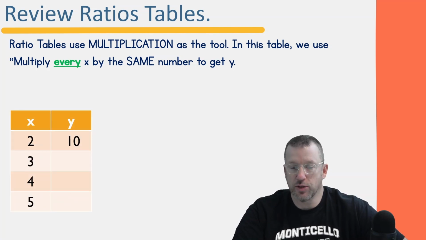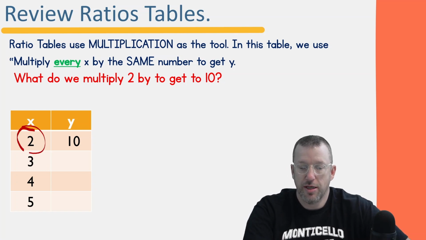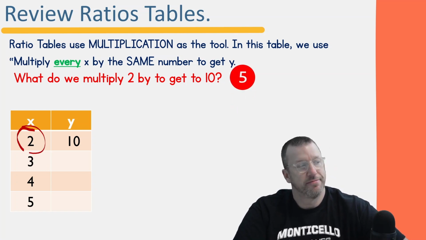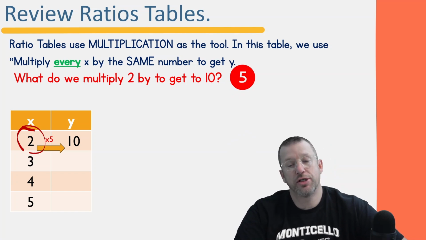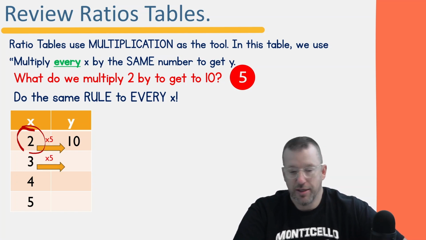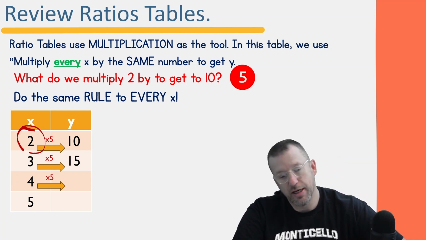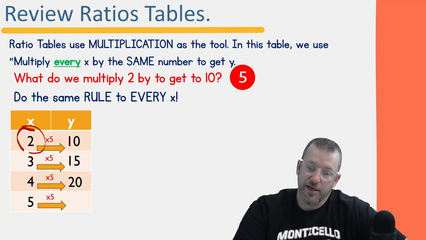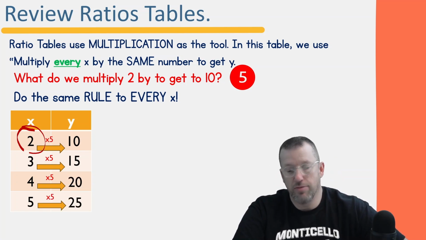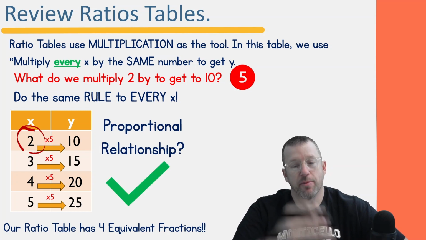Just a quick look at this one. If we multiply the top, in other words, if we multiplied 2, what did we multiply by? We multiplied by 5. So if this is a ratio table set up to be a proportional relationship, everything else must be multiplied by that same number, going from x to y. Multiply the left by 5, you get 15. Multiply the left by 5, you get 20. Multiply the left by 5, 5 times 5 is 25. So they all multiplied by the same number, which means it has equivalent fractions, which means, yes, it is a proportional relationship.